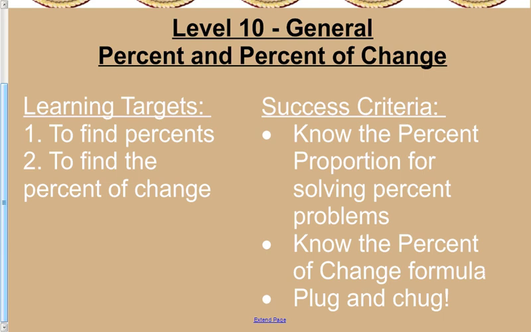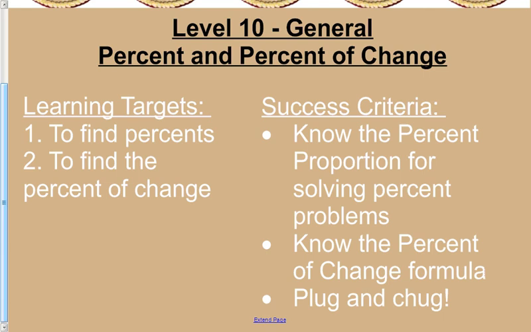Think of being at a store where you're looking for some nice shoes and they're 30% off. That would be a 30% change, a 30% decrease. So we have to figure out, if you know the prices, what's the percent that it's going to change. A couple things for success criteria.